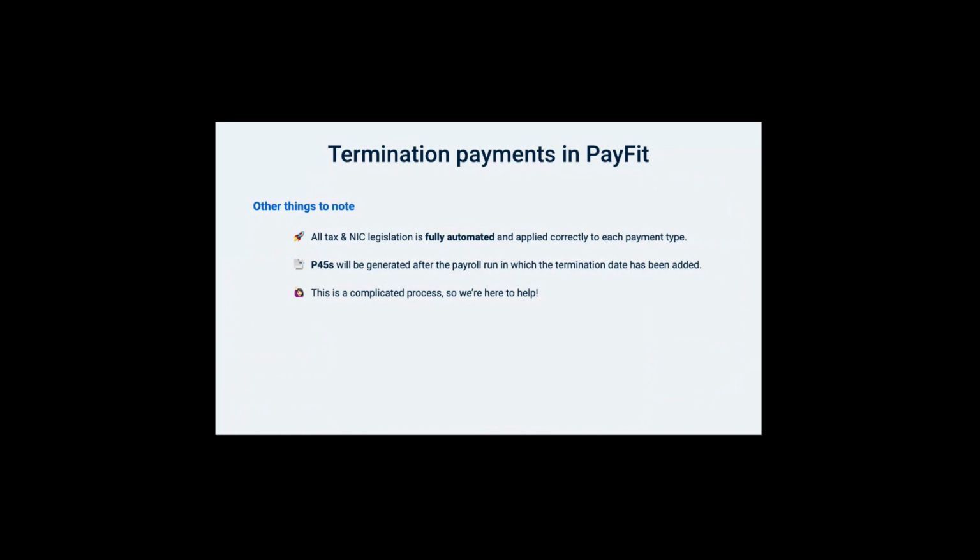And remember as well that this is a complicated process. That's one of the reasons today that we decided to do this webinar. So we are here to help if you need anything, even if it's not necessarily related to the way something works in the PayFit app. It's to do with a piece of legislation, or you still aren't 100% sure what type of notice pay you need to pay your employees. All you need to do is drop us a ticket on Zendesk, and we're more than happy to help.